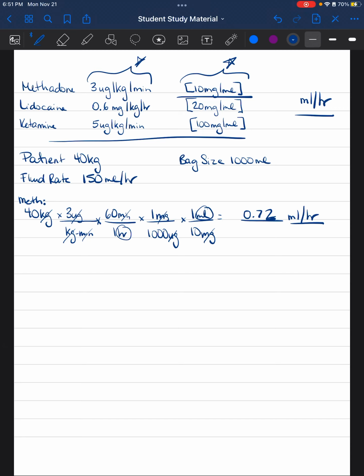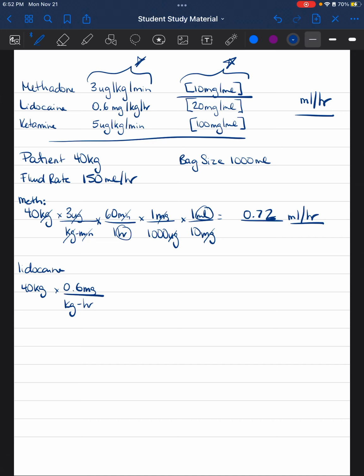Okay, so we've got the methadone there. Now next, let's do the lidocaine. So our lidocaine, and again, we've got a 40 kilogram patient, and the dose is 0.6 milligrams per kilogram. And remember, I'm trying to cross out all the units except for the ones that we want.